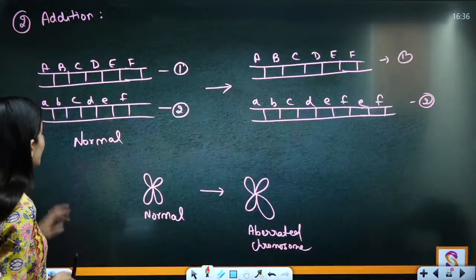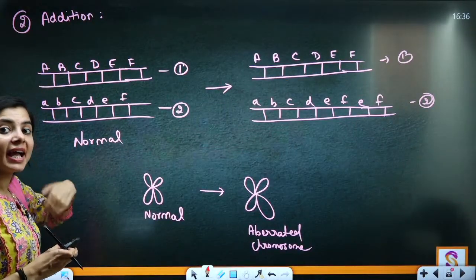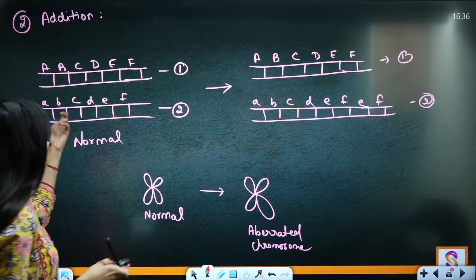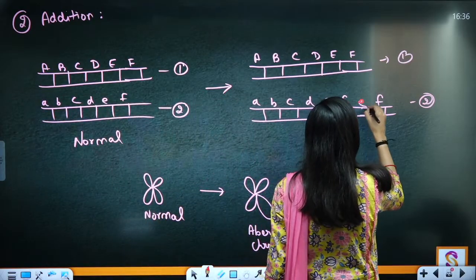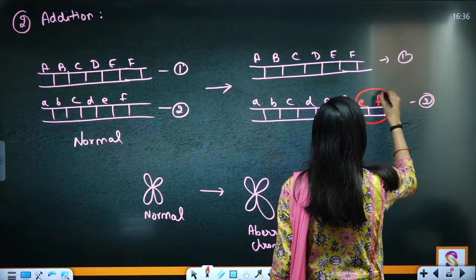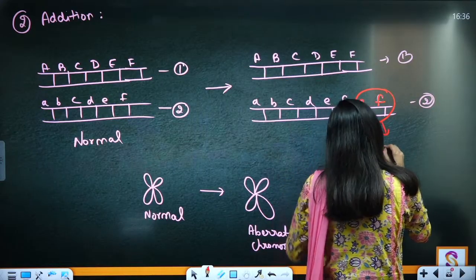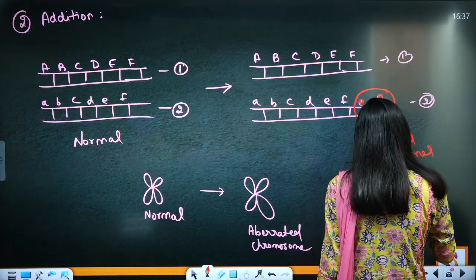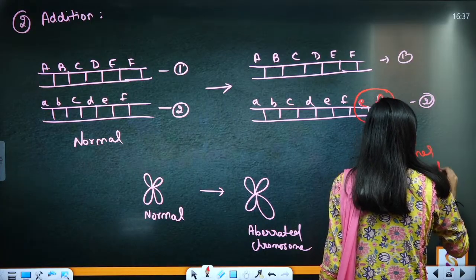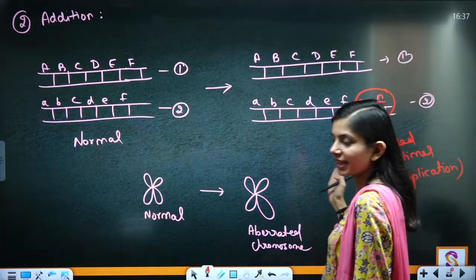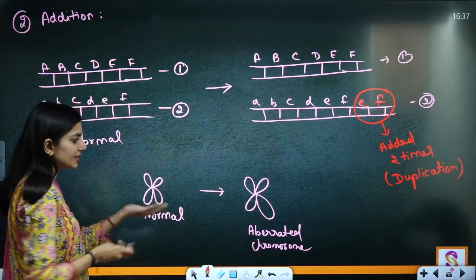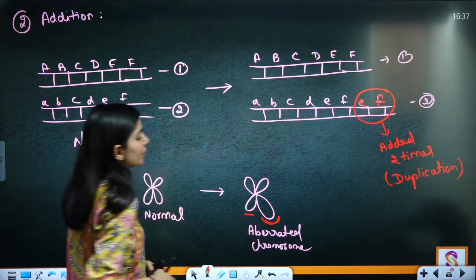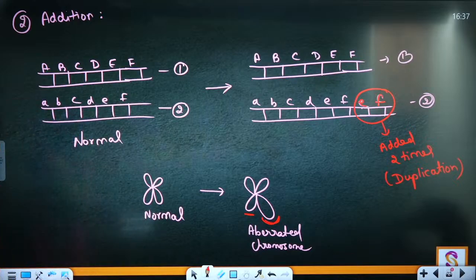Now, in case of addition, one part is added and this part is being like some sort of duplication. So, in case of addition, E, F, this part is being added 2 times, means duplication. So based upon this, we can say that the aberrated one seems to be bigger, while this one is small. So this part is being aberrated. Fine.